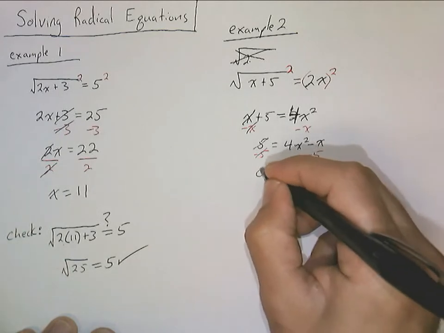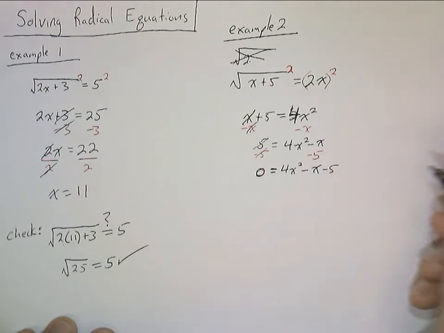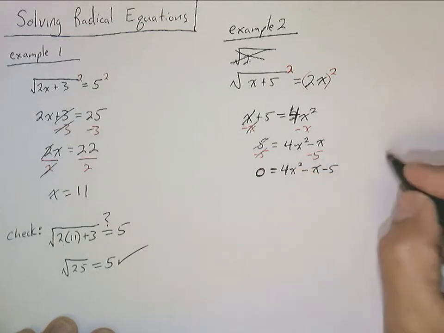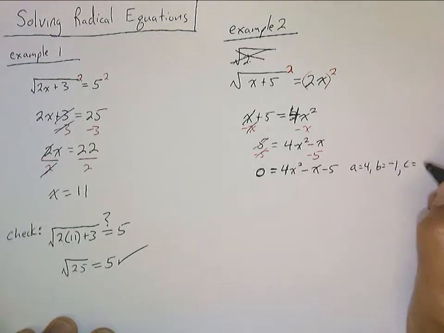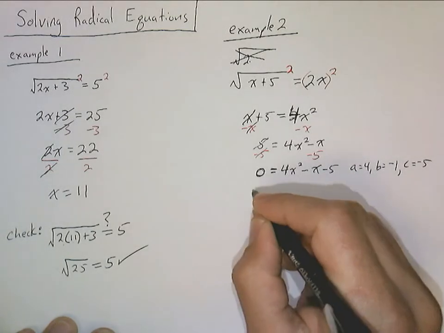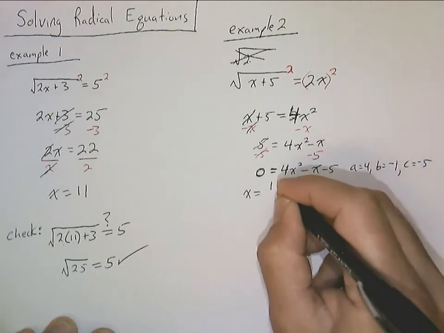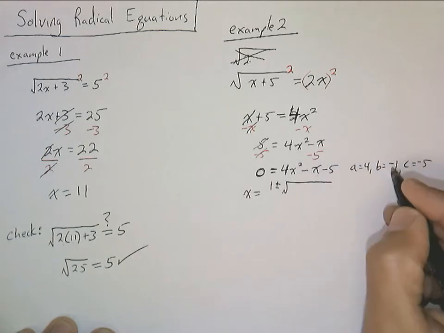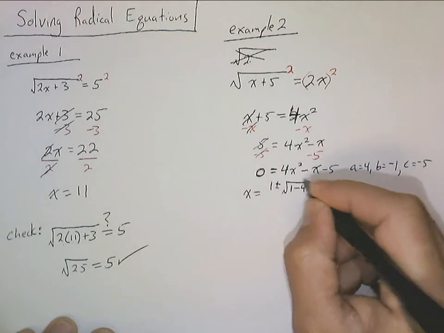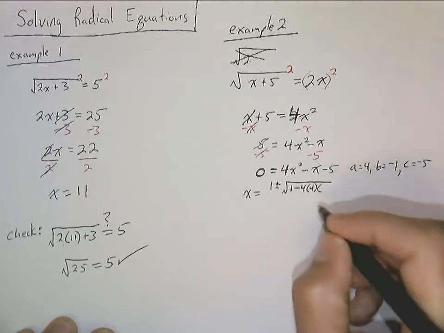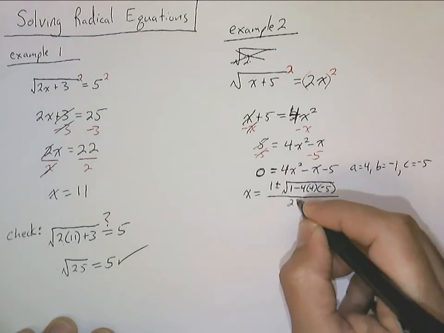Now, we could factor this or use the quadratic formula or complete the square, however you like. I'll just use the quadratic formula really quick here. A is 4, B is equal to negative 1, and C is, of course, equal to negative 5. So we plug that in now. X is equal to the negative of B, should then be a positive 1, plus or minus the square root of b squared. The square of negative 1 is 1. Minus 4 times a, which is 4, times c, which is negative 5. All divided by 2 times 4.